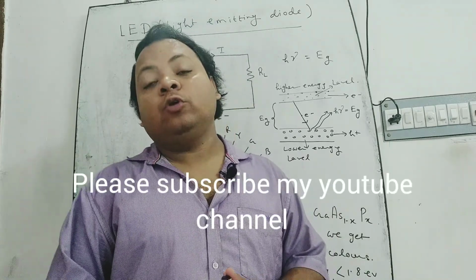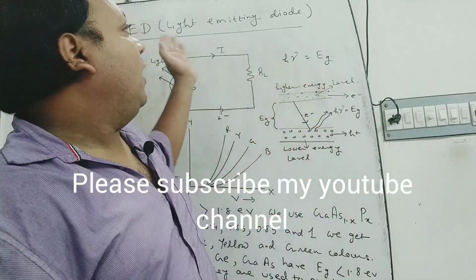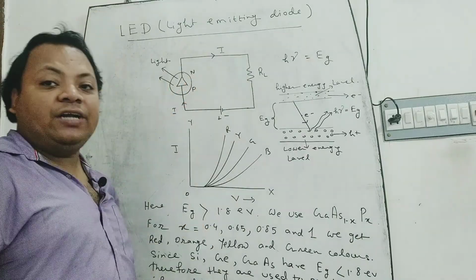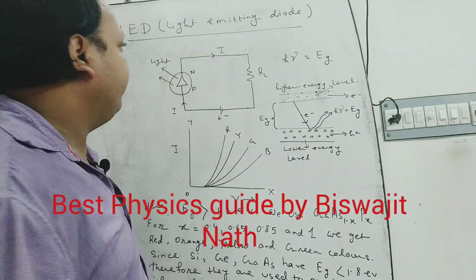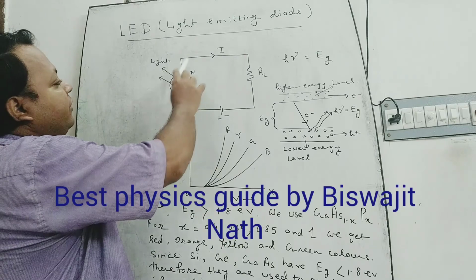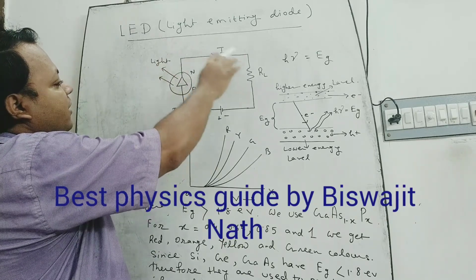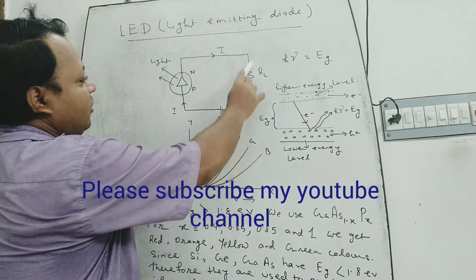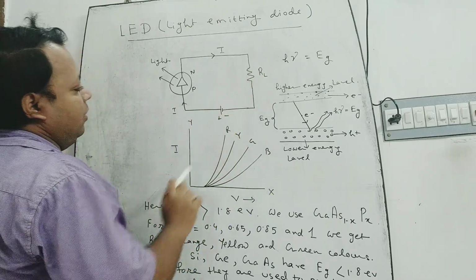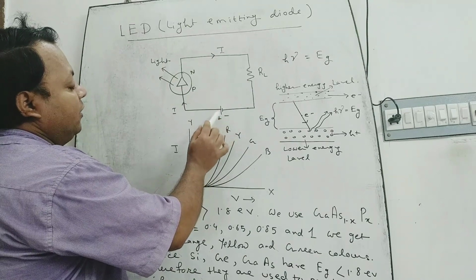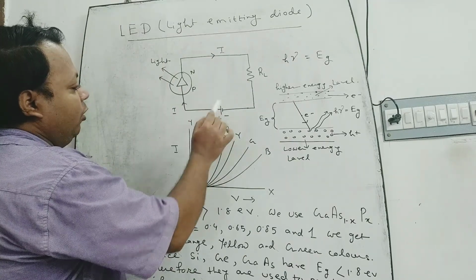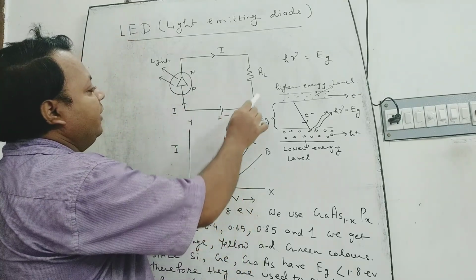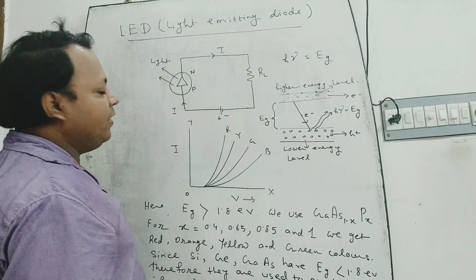Today I am going to discuss LED, or light emitting diode. This is the circuit diagram of a light emitting diode. Here the diode is connected in forward bias with the external electric cell. This is the load resistance RL and this is the electric cell. The positive pole of the electric cell is connected with the p-type and the negative pole is connected with the n-type of the diode.